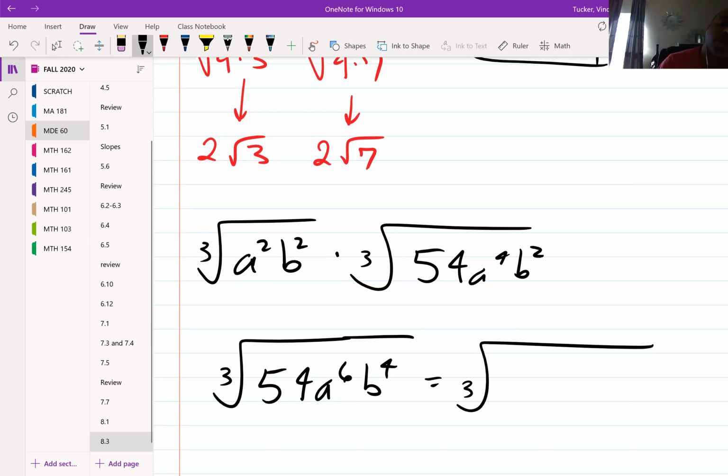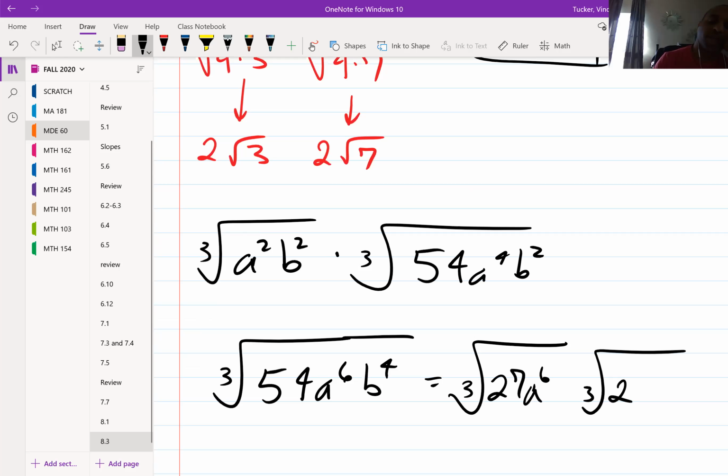So now we can break it up. So the 54 you can break up into 27 times 2, because we're looking at what can we take the cube root of that's a factor of 54. And the 6th power is divisible by 3, so I'll use the whole a to the 6th. b to the fourth, I will break up into b to the third and then b to the first power. 3 plus 1 is 4.